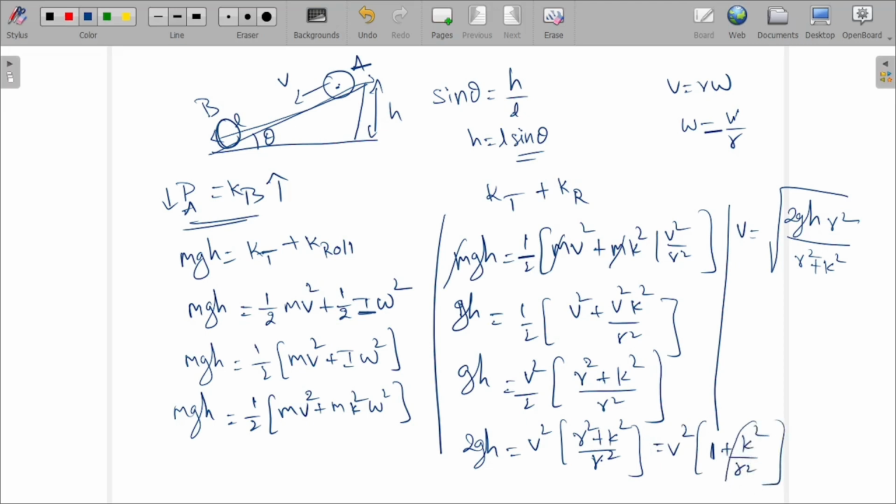So here k square by r square is called the proportionality constant, that is beta. It is a dimensionless quantity. So v equal to root over 2gh r square by r square plus k square can also be written.